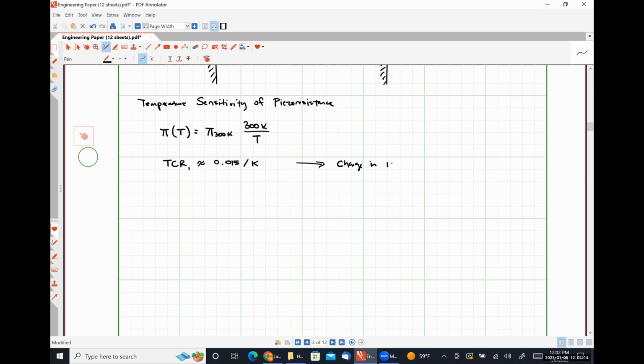This is the change in resistance due to change in temperature measured in Kelvin. The problem that we have here is that quite often the resistivity dependence on temperature is stronger than the piezoresistivity dependence on temperature, or the piezoresistive effect in general.